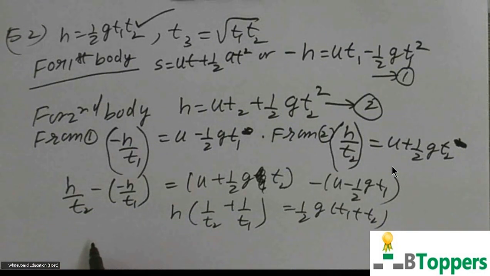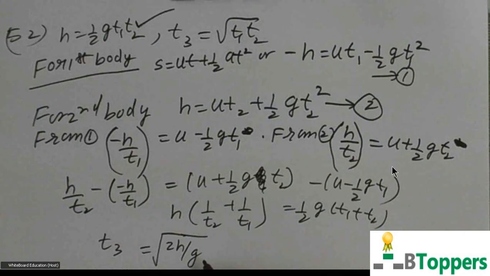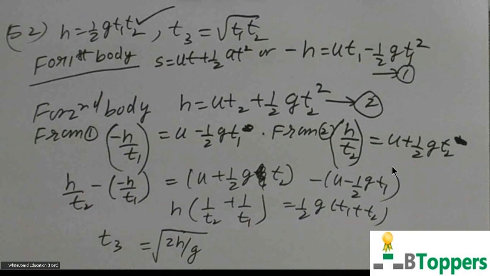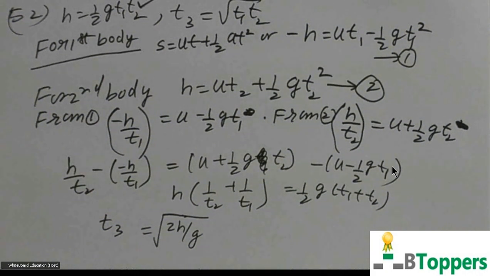Then for the third body, which falls freely under gravity, the time taken to reach the ground is given by root of 2h by g. The result which I have discussed already in the past can be used here. Substitute this value of h in terms of T1 and T2. Then you get the other conclusion which I have directly written at the top. So if you want to copy this solution, you can take a pause and copy the solution of the problem.